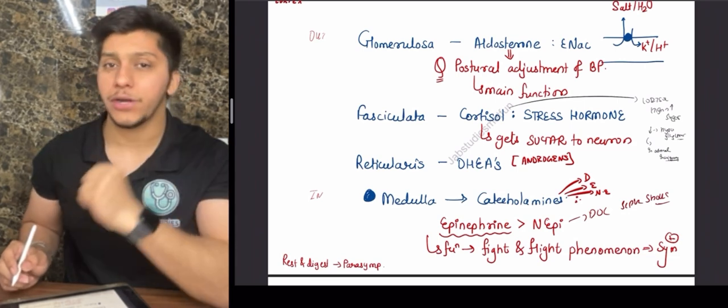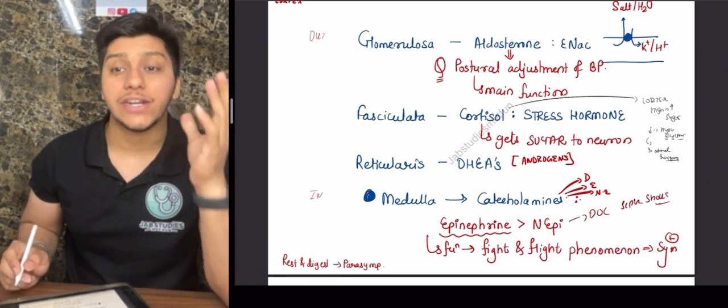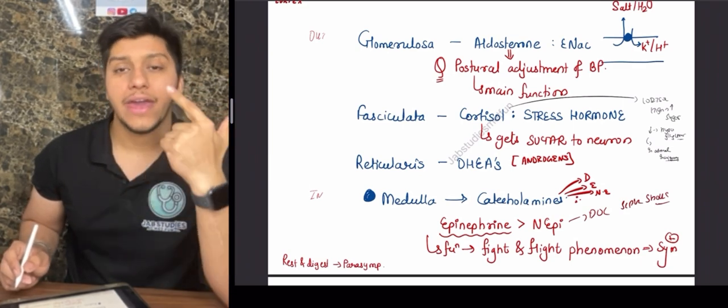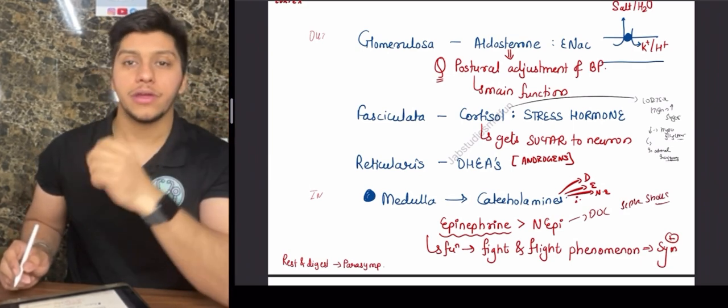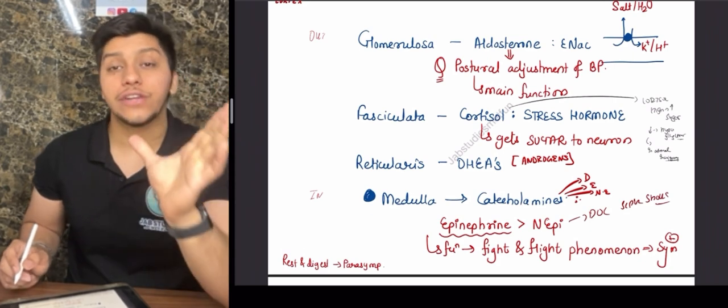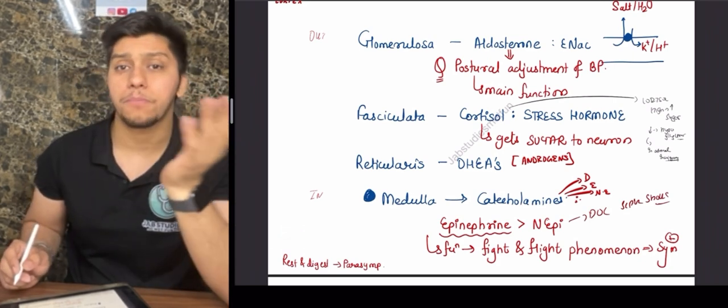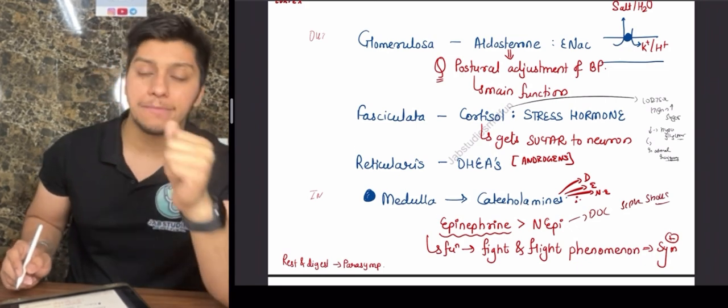The next part is the medulla. In the medulla, you have catecholamine secretions. Now, what are catecholamines? They are dopamine, epinephrine, and norepinephrine. Now, they will ask you a question on the fight or flight response. First of all, is the fight or flight response sympathetic or parasympathetic? It is very good, sympathetic.